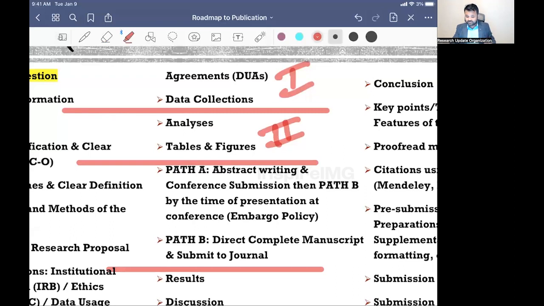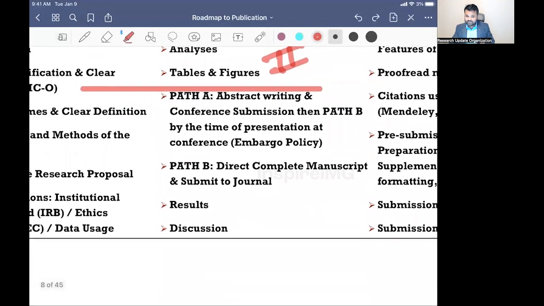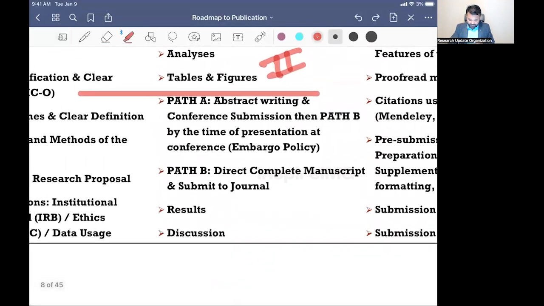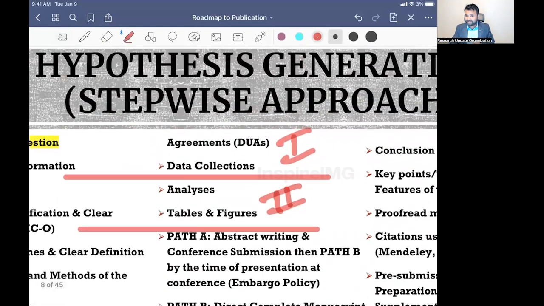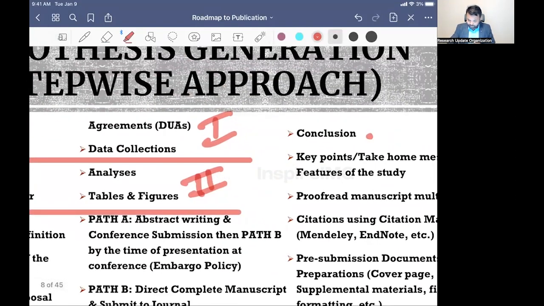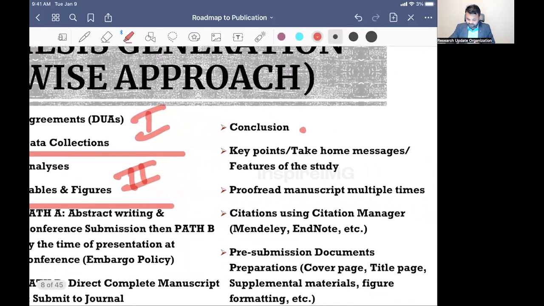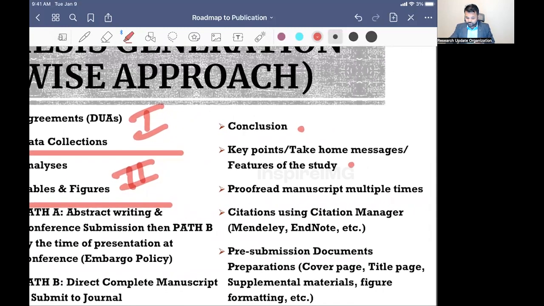So presentation and publication: presentation means conference submission and conference presentation, and publication means submitting directly to the journal and publishing the full-length chapter. Now, if you decide on path B, you need to complete the results section, the discussion writing, the conclusion, the take-home message, and the features of the study, or basically what the study is all about.